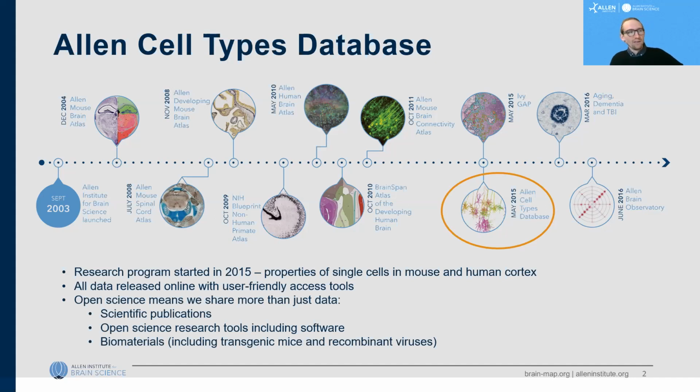But open science also means we share more than just the data. So scientific publications, of course, we try to make open access if possible. And we share the research tools used to generate this data, especially the software used to run these analyses. And so actually we'll be working with one instance of that, but there's many other packages we've released on GitHub that are available for use educationally or in research, of course. And we also release biomaterials. So this is important for researchers. We value sharing all the tools we use, including transgenic mice and viral tools, et cetera, all available.